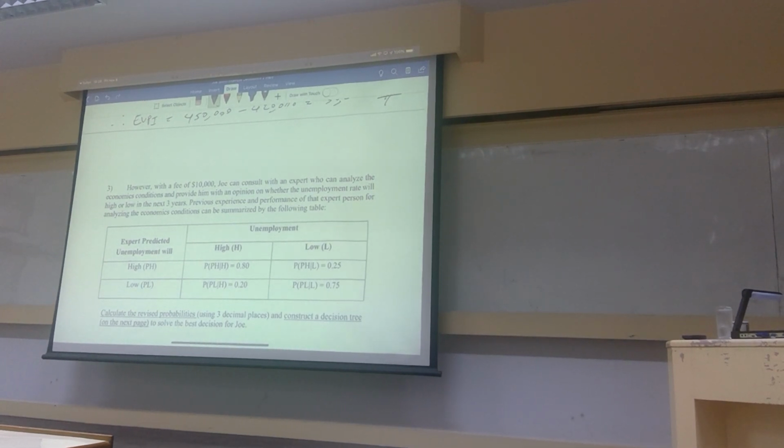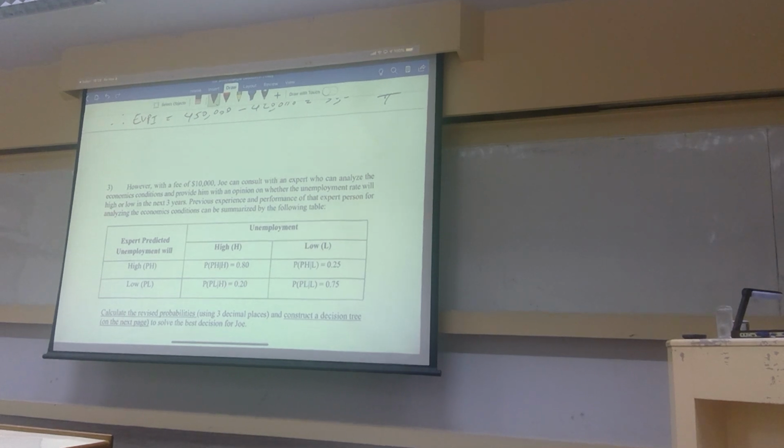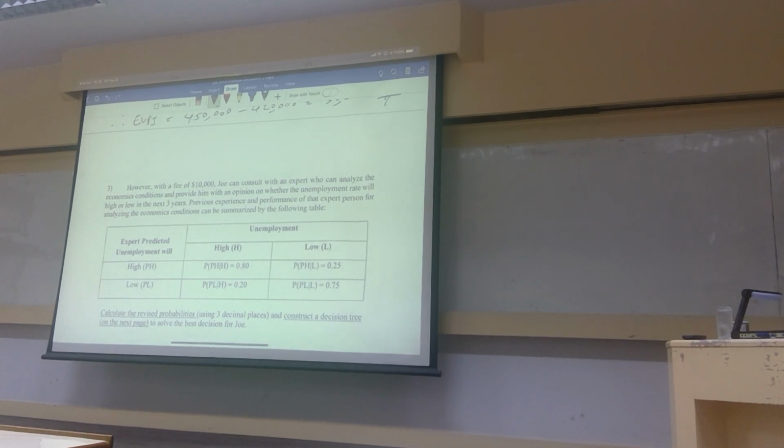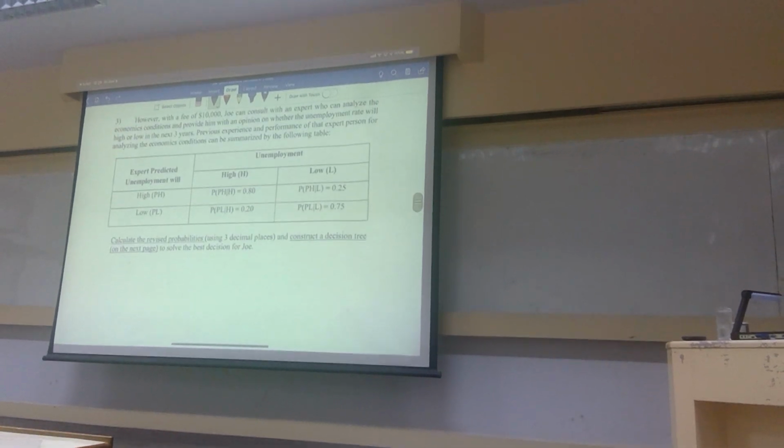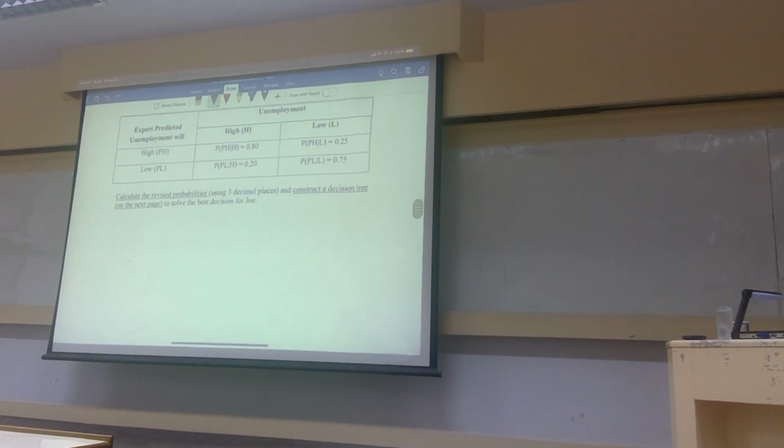PL is about the unemployment predicted by the expert to be low. There are two possible outcomes, high unemployment and low unemployment, using H and L. The values in the table are the conditional probabilities. So we need to calculate the real-world probability, right? In this case, let's use the table we studied yesterday first.